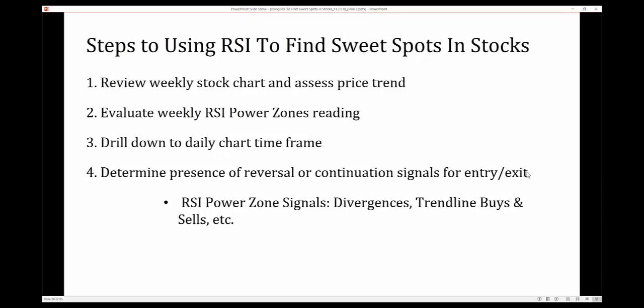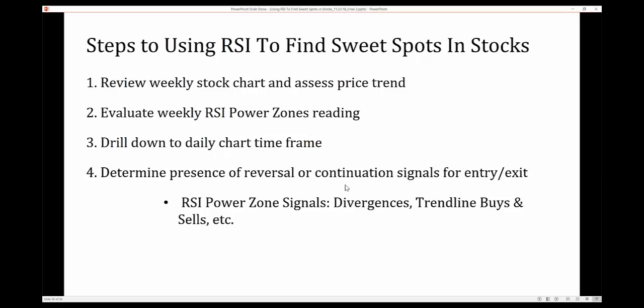So RSI power zone divergences, which are different than standard divergences because they depend on where the divergence is happening relative to the zones. A continuation signal example is trend line buys and sells. This is where you're using trend lines drawn on the RSI to clue you into continuation of the existing trend.